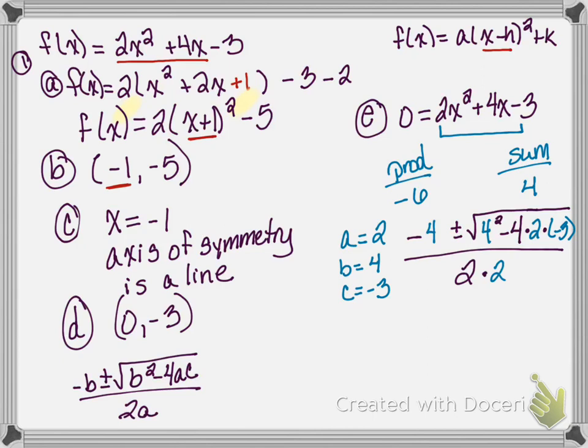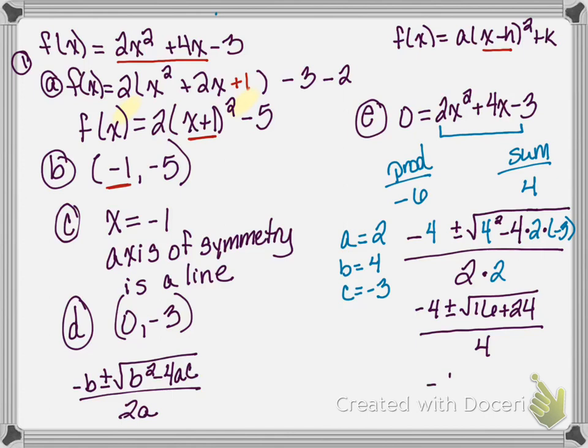So now we're going to simplify this. Okay? So I have -4 plus or minus the square root. 4 squared is 16. -4 times 2 is -8. -8 times -3 is 24.